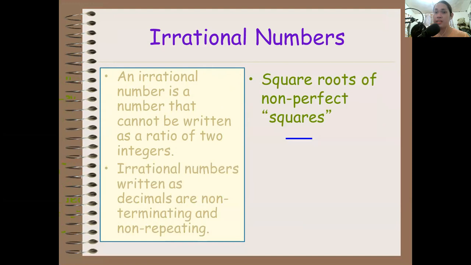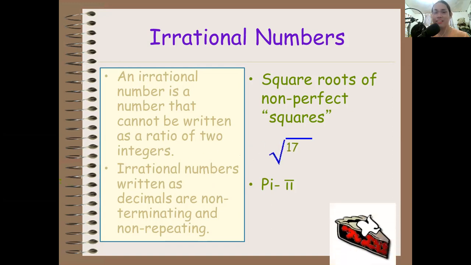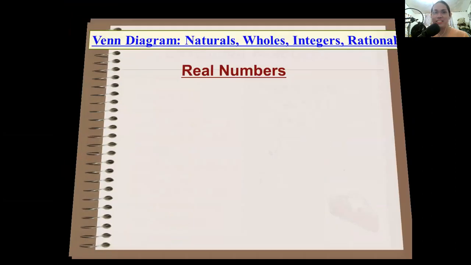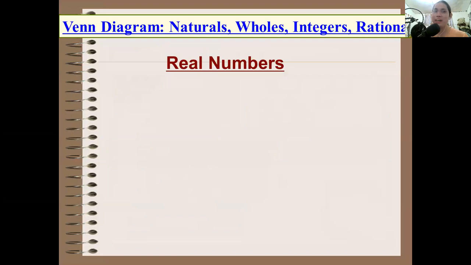So as you can see, square roots of non-perfect squares are irrational numbers. Again, square roots of non-perfect squares are irrational numbers. So we have the examples, pi, square root of 17, and of course the pi, okay, an illustration of a pi. So now we can represent real numbers in a Venn diagram.